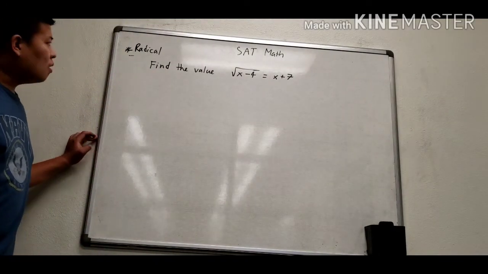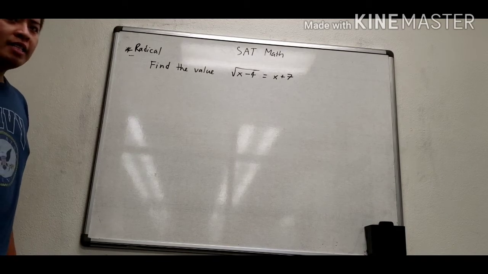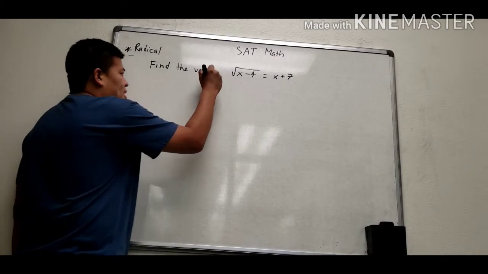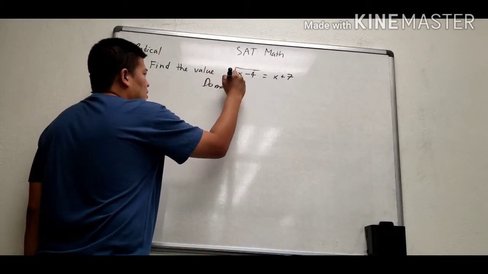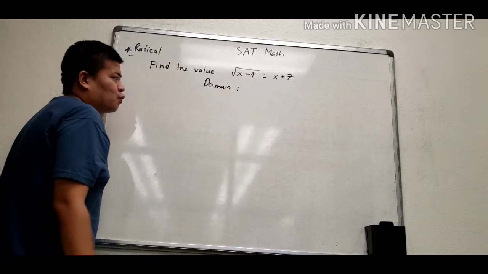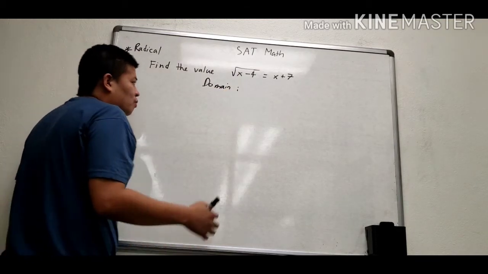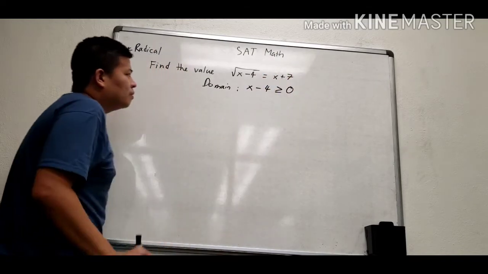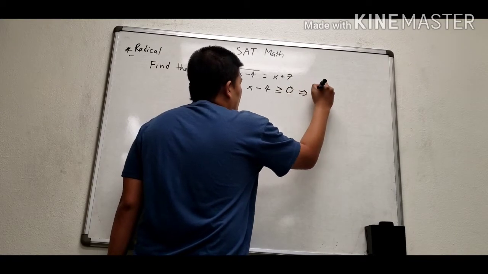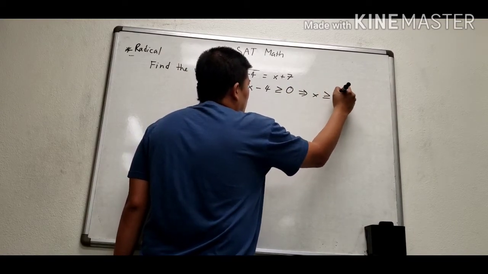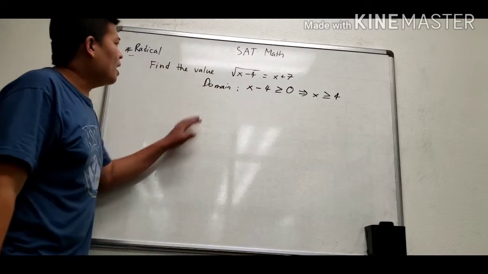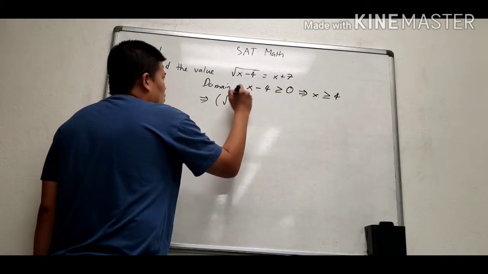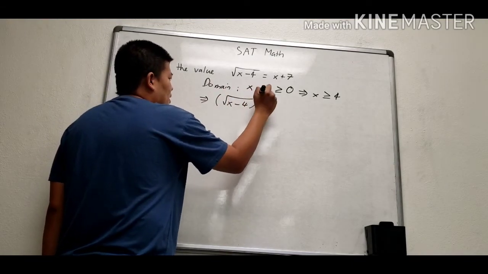The next one, we talk about find the value of s where the square root of s minus 4 equal to s plus 7. We have the domain in here. The number under the square root should be greater than or equal to 0. So we have s minus 4 greater than or equal to 0. And we get s greater than or equal to 4. And now, in this question, we put the square on both sides to eliminate the square root.